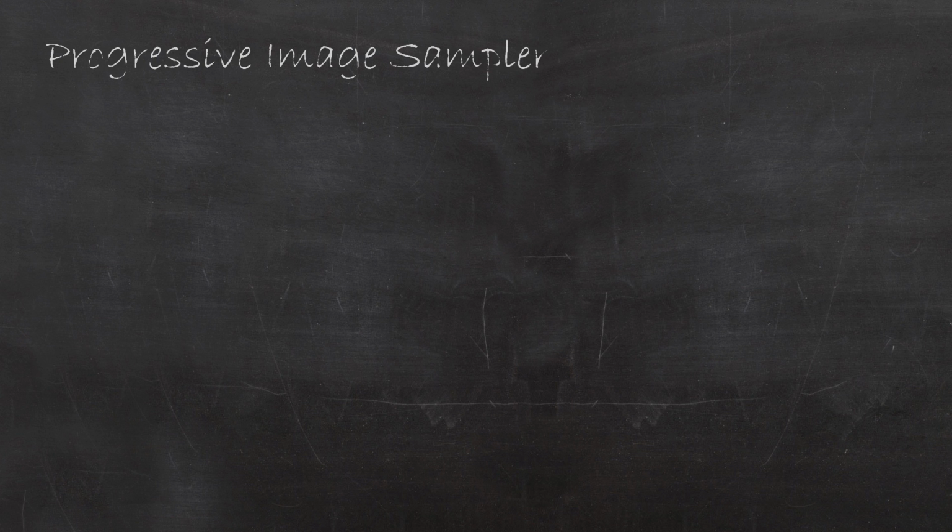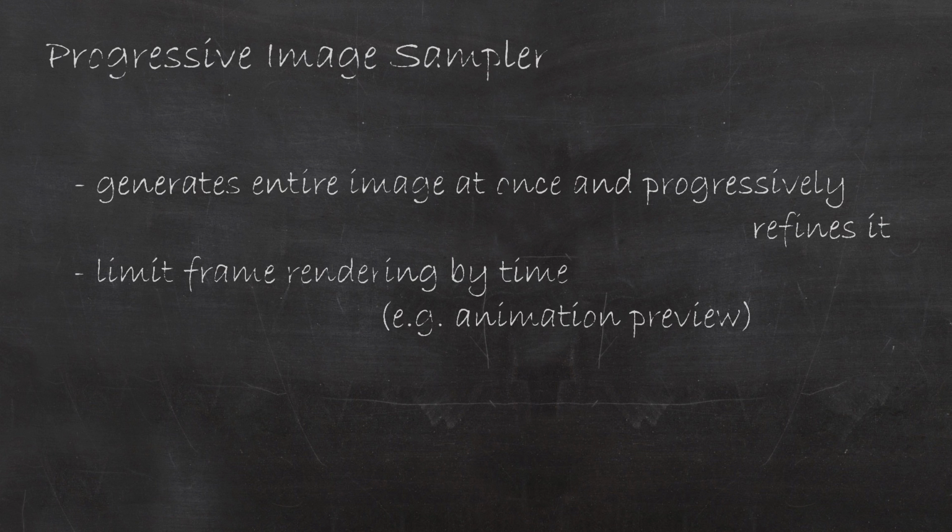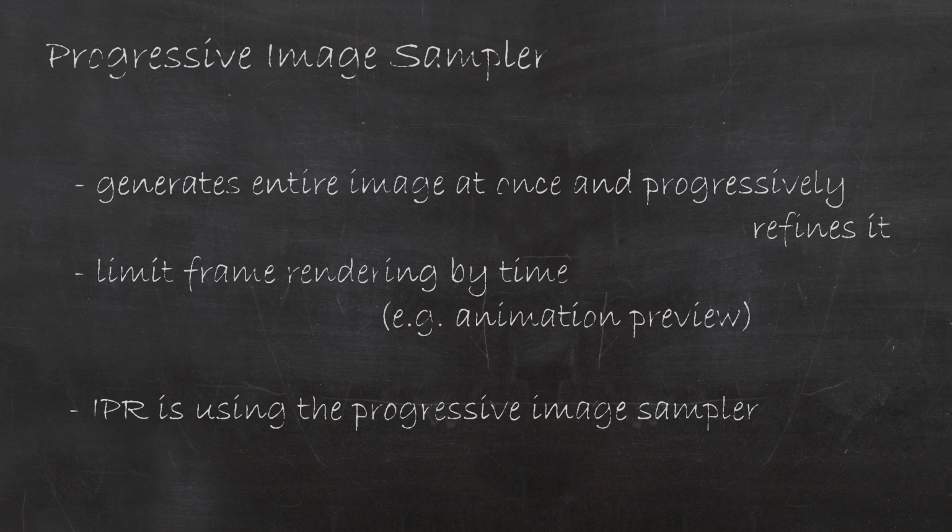Both sampler types have advantages in certain situations. For example, the progressive image sampler is excellent in providing a quick feedback on the entire image. If you don't know how long the rendering will take, the progressive sampler type would keep on refining the entire image until the noise threshold value is met or until you manually stop the rendering. This makes it a very good choice for look development and also for final renders. Another situation where you find the progressive type very useful is when rendering animation previews. You can limit the rendering of each frame by time constraint. Also, the interactive production rendering, the IPR, is using the progressive image sampling.